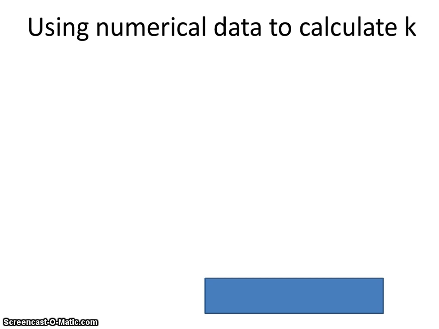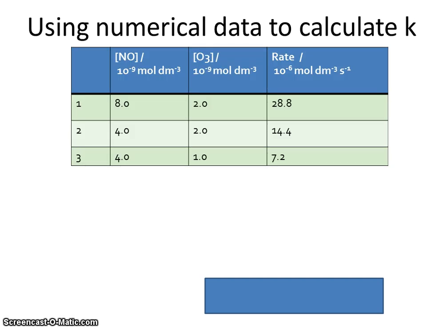So, having deduced a rate equation, what might you be asked to do with it? Well, you could be asked to calculate k, the rate constant. How will we do this? Well, we might be given some data. For example, here's data showing how the rate of a chemical reaction depends on the concentration of two reagents, nitrogen oxide and ozone. Notice, by the way, in the table showing you the data, the appearance of these powers of 10. This can cause some confusion.